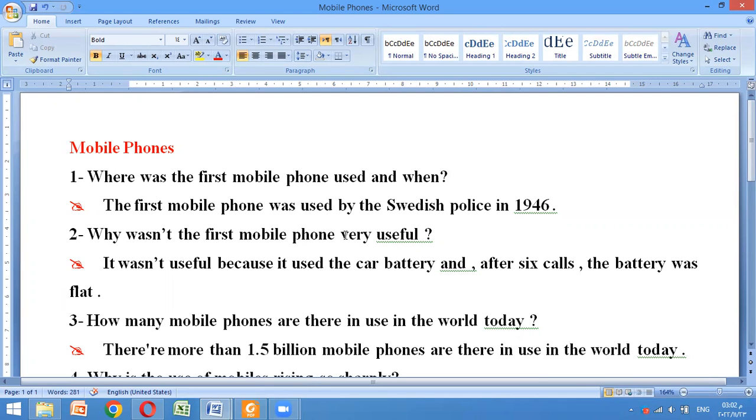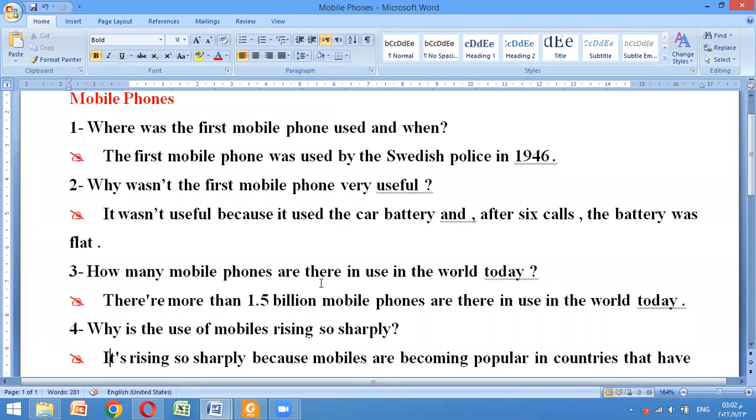Why wasn't the first mobile phone very useful? Not very useful because it depended on the car battery. And of course, after 6 calls, the battery was flat. Flat, meaning finished. How many mobiles are used in the world today? Of course, there are more than 1.5 billion mobiles used nowadays.